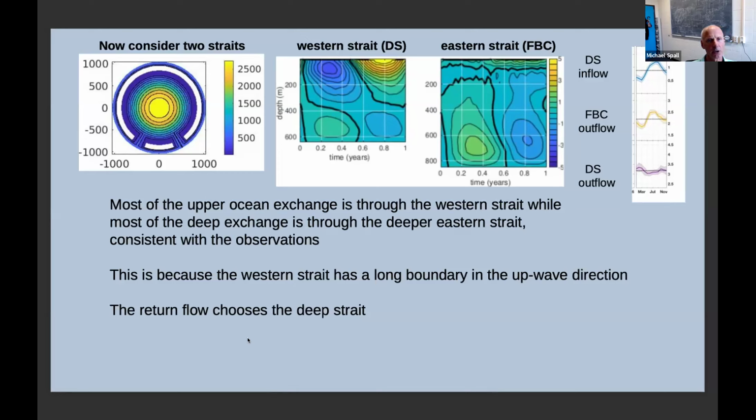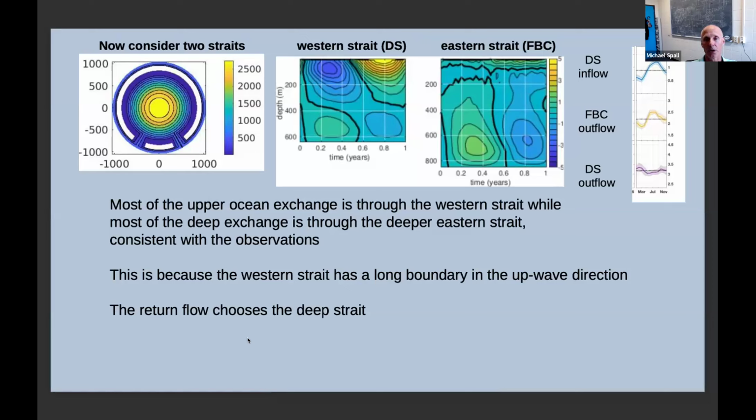So the same diagnostic. Now we see the western strait. There's a large outflow of water along the shelf in the winter and a large inflow in the summer. Fairly weak exchange down here in the deep part of Denmark Strait. In the eastern strait, Faroe Bank Channel, there's a very weak seasonal cycle in the upper ocean, but there's a very strong seasonal cycle in the deep ocean. And the phase and the amplitudes of this are broadly consistent with what we see in the observations.